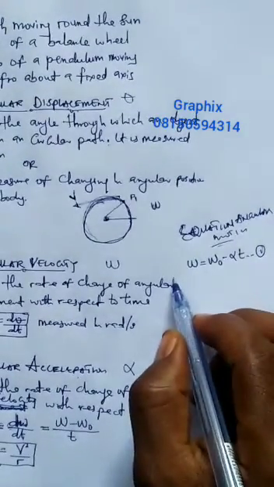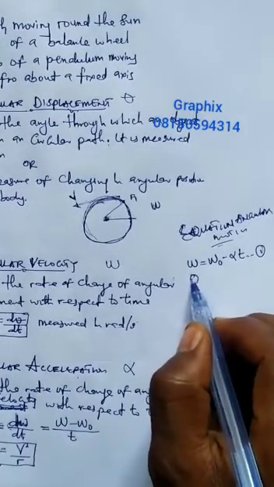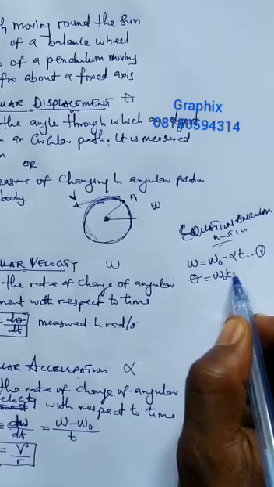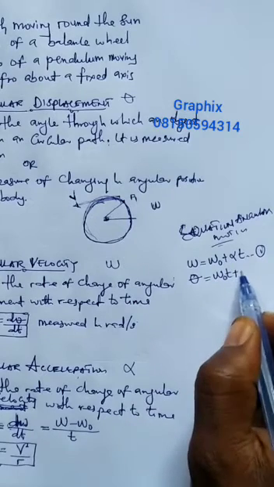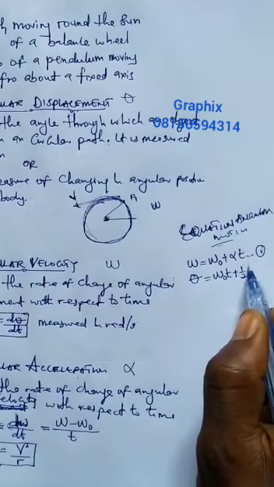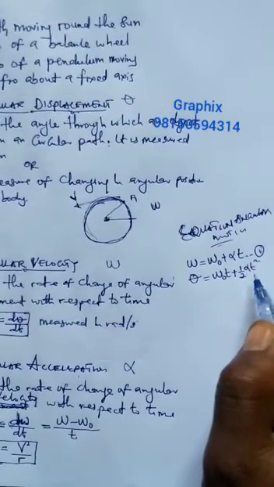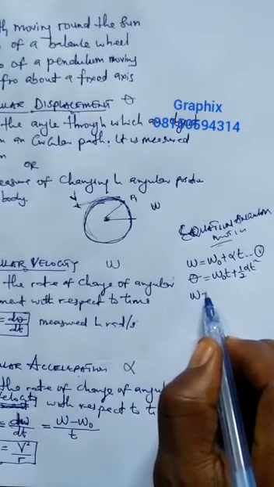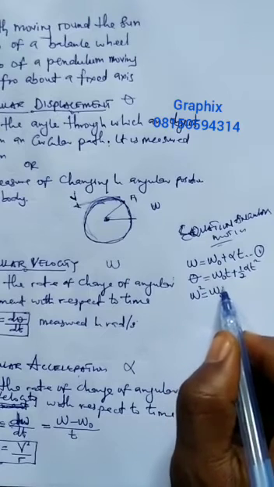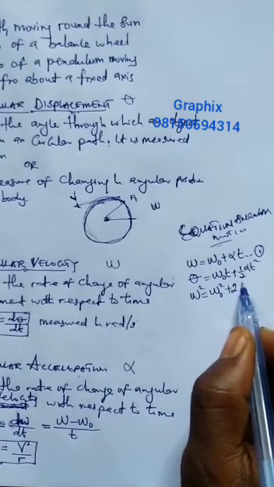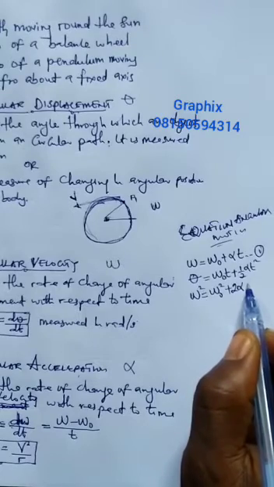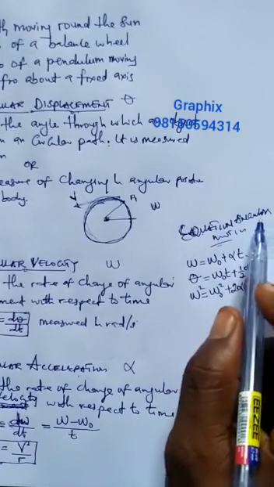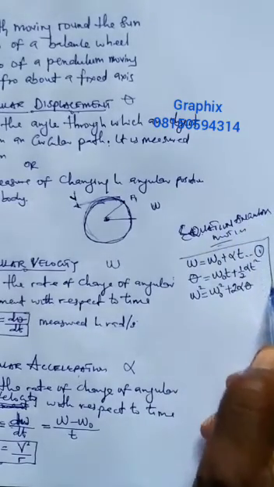So we also have the displacement is equal to what? Initial angular velocity times time plus 1 over 2 alpha t squared. I will also have my final angular velocity squared is equal to initial angular velocity squared plus 2 times angular acceleration times what? Times theta. So this is the equation of angular motion. You need to know that.